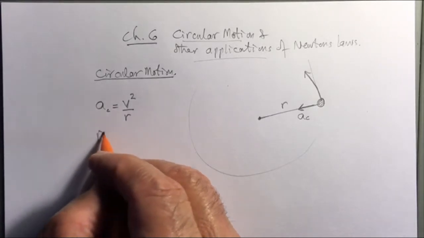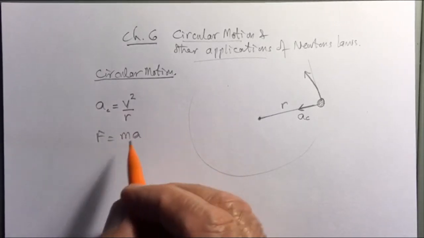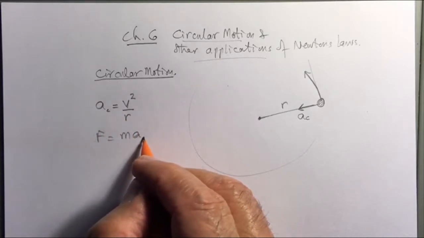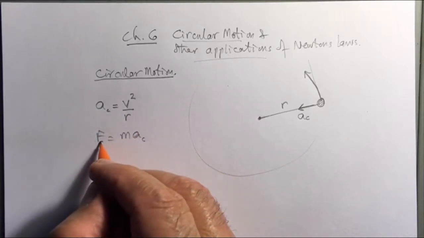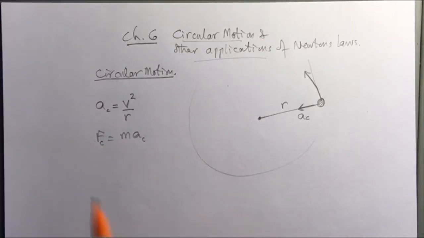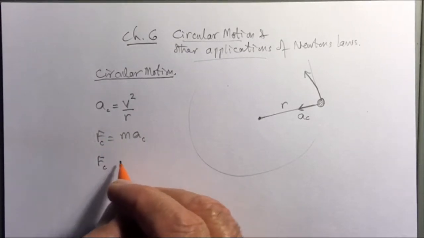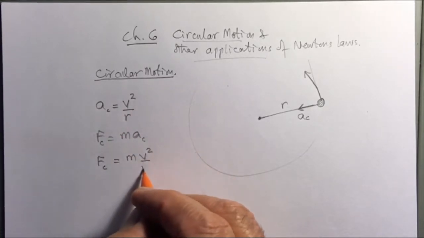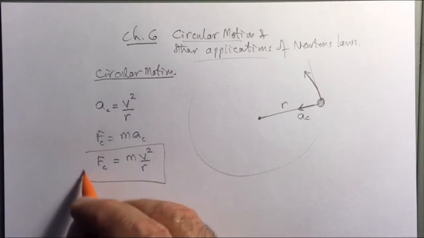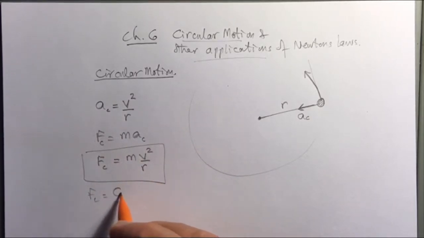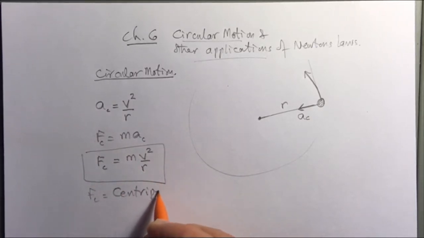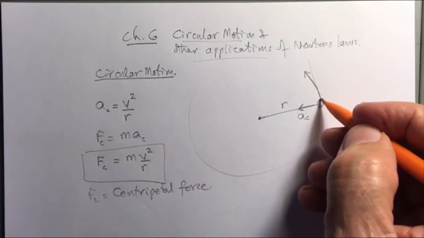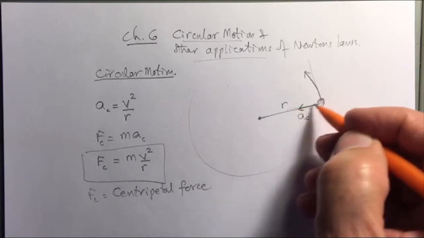Now we also know that F equals ma, so whenever there's an acceleration, there must be a force. So if you have the centripetal acceleration, we have the centripetal force, and therefore the equation for F_c is m, and the a is replaced with v squared over r, and this becomes what we call the centripetal force. This is a force that pulls this object towards the center.